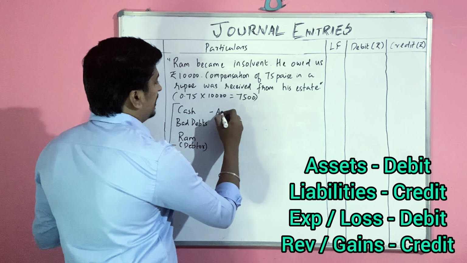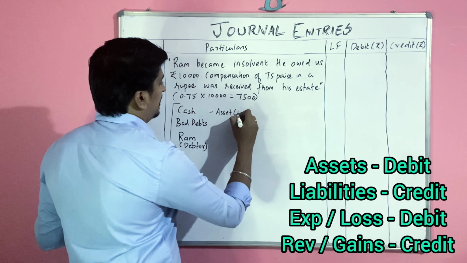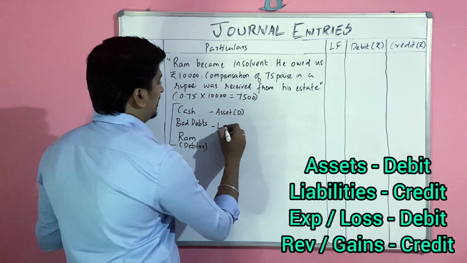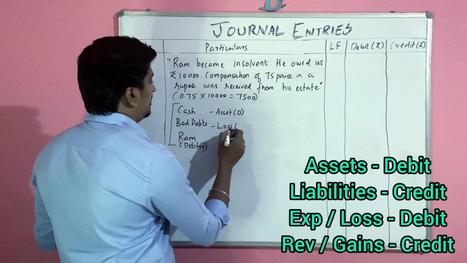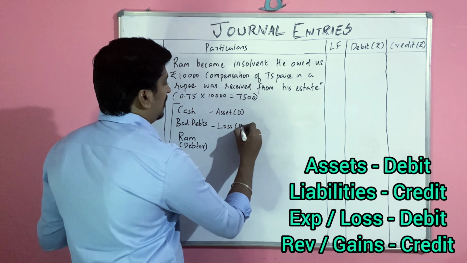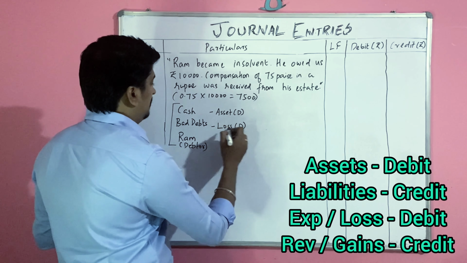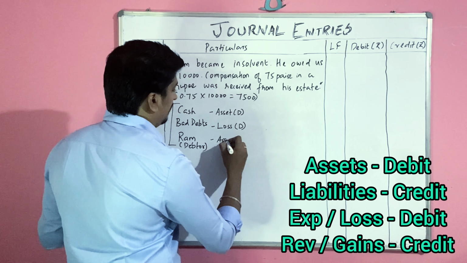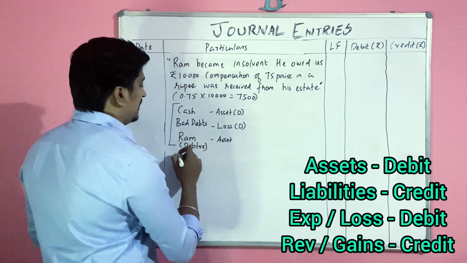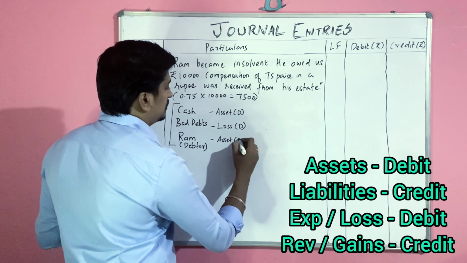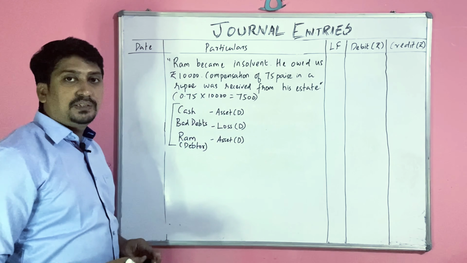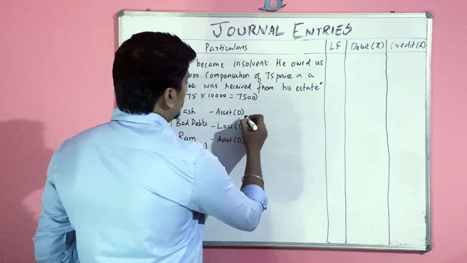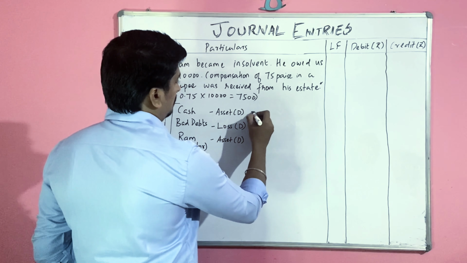Cash, you know very well, belongs to the category asset, and the general balance of any asset is debit. Bad debt is a loss category. Expenses and losses have a general balance of debit. Ram is a debtor. A debtor is an asset. I had just explained why a debtor is an asset in the previous video. Those who haven't watched that video, I request you to watch it first. Debtor is an asset. So all are debit balance accounts.